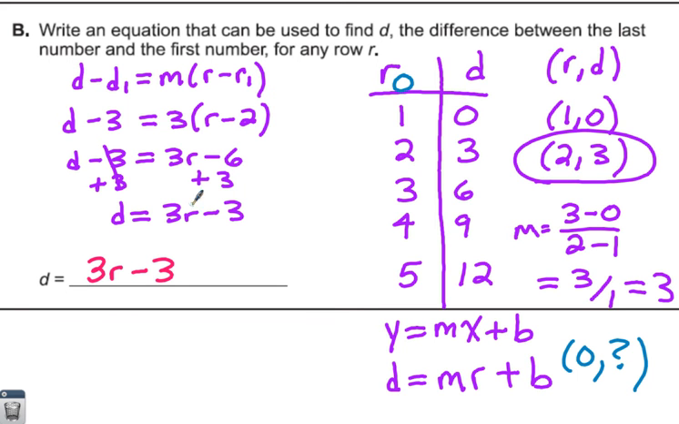So, I mean, just look at this table. 1, 0, 2, 3, 3, 6. If you go back to 0, almost like take this in reverse, 6, 3, 0, what's going to go here? Well, you're going to see that that's going to be negative 3. So definitely not a coincidence that we ended up with a b value of negative 3. And in your table, you have the ordered pair of 0, comma, negative 3, just by taking this pattern in reverse. Okay? Moving on to part C.